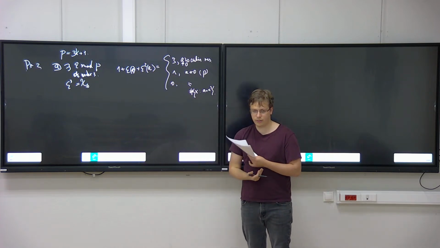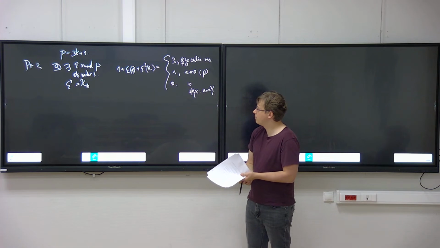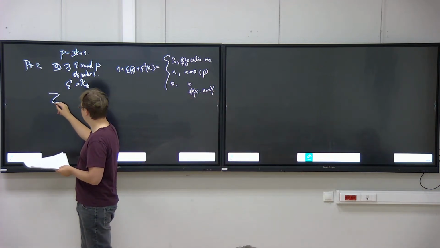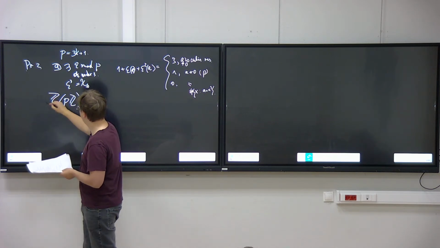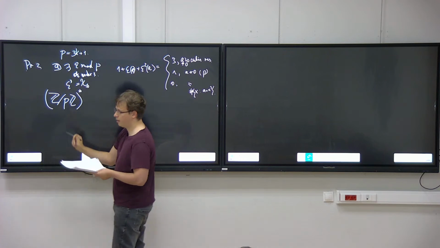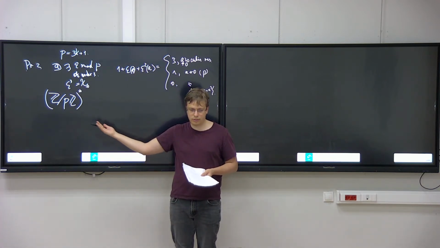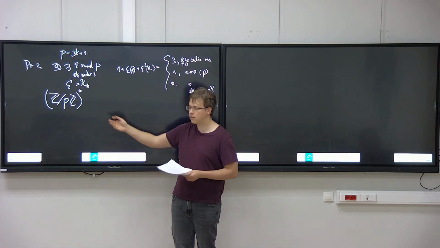Why do we have such a character? I think we can construct it. First question: do you know the structure of Z over p, the multiplicative group? Of course it's an abelian group, and we know the structure of all abelian groups. What is this abelian group?